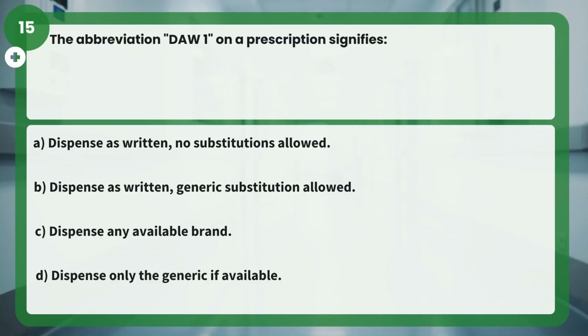Question 15. The abbreviation DA1 on a prescription signifies: A. Dispense as written, no substitutions allowed. B. Dispense as written, generic substitution allowed. C. Dispense any available brand. D. Dispense only the generic if available.